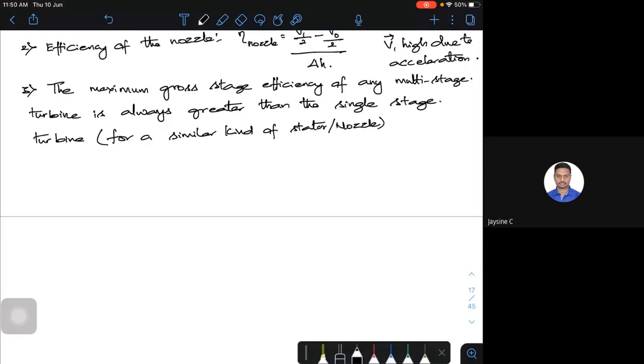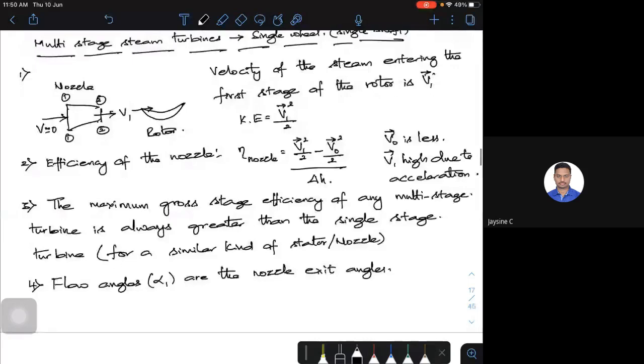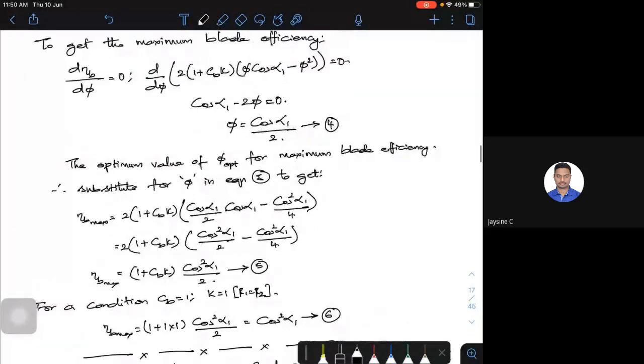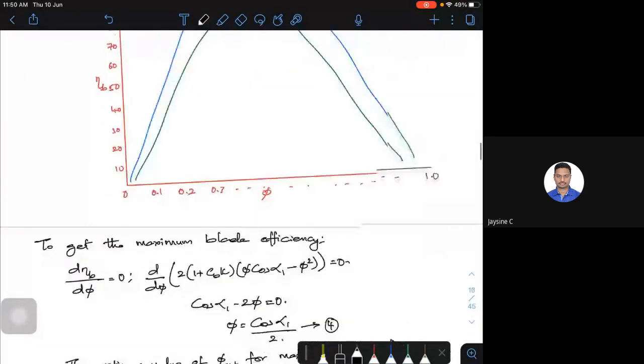The flow angles, which are alpha 1, alpha 2 and so on, or the nozzle exit angles. So those are your flow angles, or the nozzle exit angles. Now, let's try to see why, maybe in the previous derivation, the expression is so.